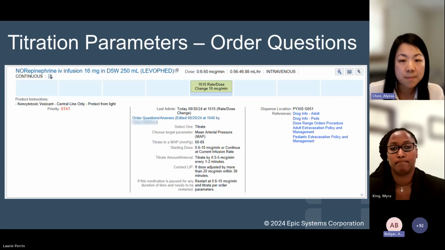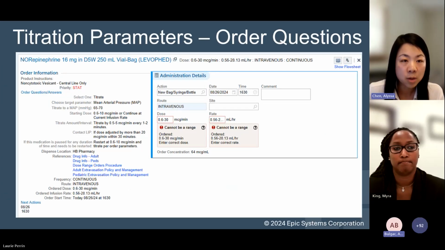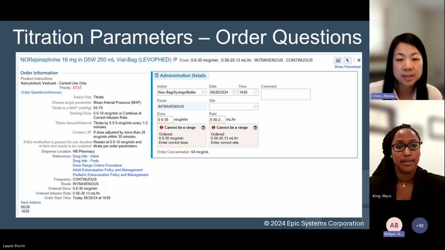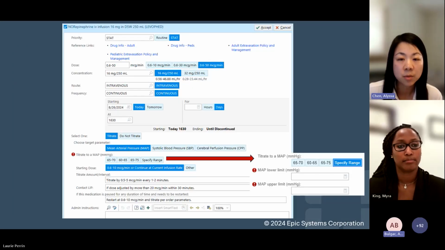So moving on to the next slide, this is another screenshot of the same order questions, but after the nurse scans the medication, this is the MAR that populates. The order questions now appear on the left-hand side. So same, everything still appears. So it's nice to reference for the nurse. So if you can advance to the next slide, we can see what these look like on order entry.